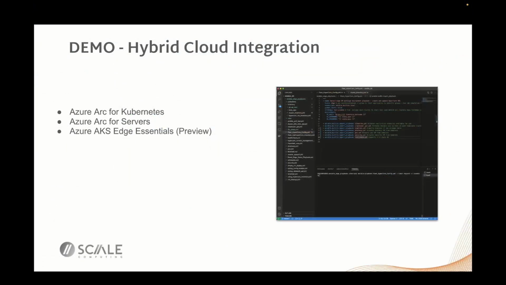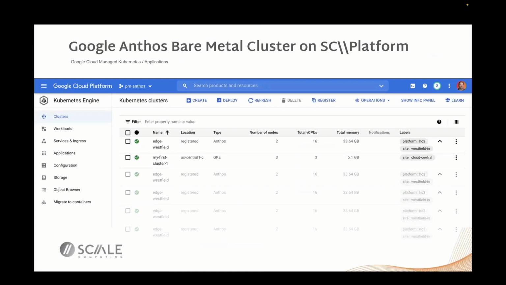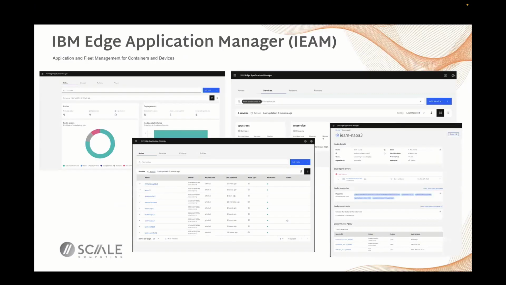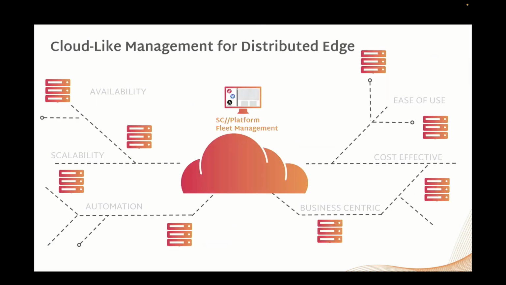So we covered all the Azure integration. We talked about the Google Anthos bare metal. Other tools, IBM Edge Application Manager is a partner we've worked with, similar in some ways to Avassa. They do things a little bit differently. Obviously very Red Hat, but really our goal is to provide cloud-like management for this distributed edge with all the differences that it entails, and do it in a very automated, secure way.